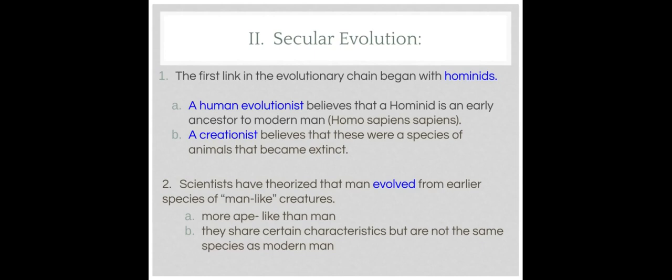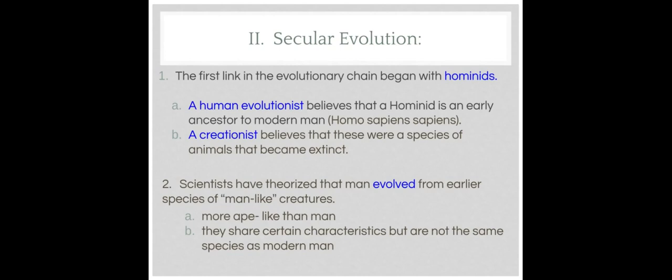I want us to understand secular evolution because we as Christians are called to be ambassadors into this world. We need to know what the world believes so that we can approach it with our own Christian truth and share that truth with others. So we're going to begin with what most secular evolutionists believe to be the first link in this evolutionary chain, and it's a group called hominids.